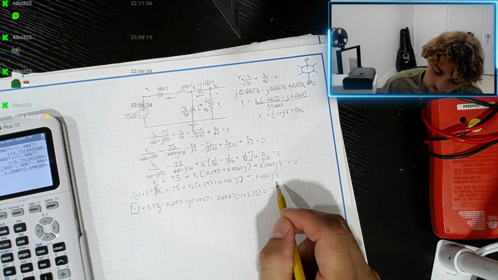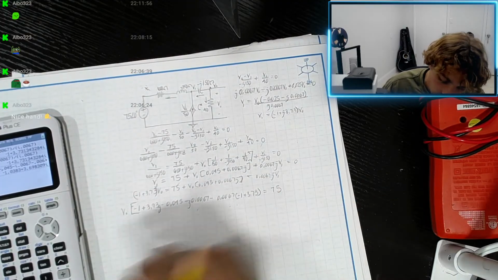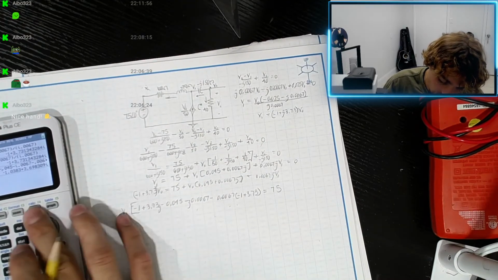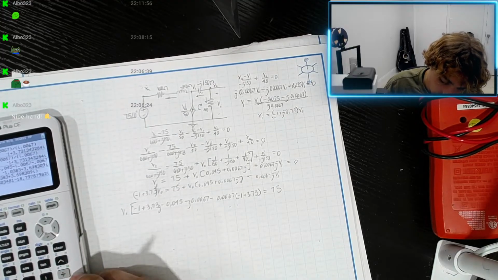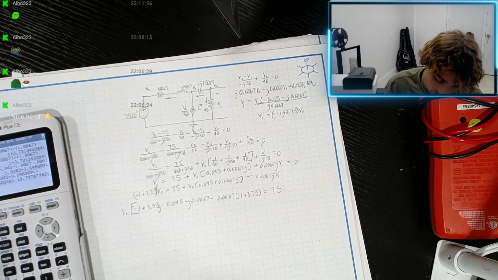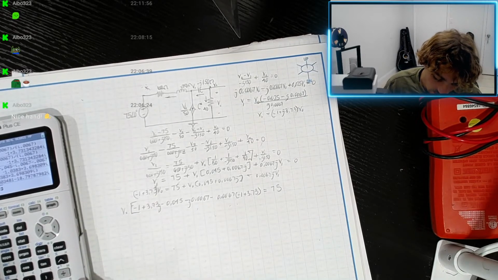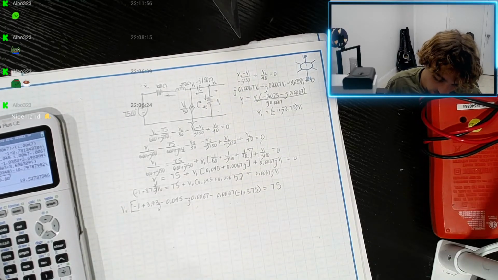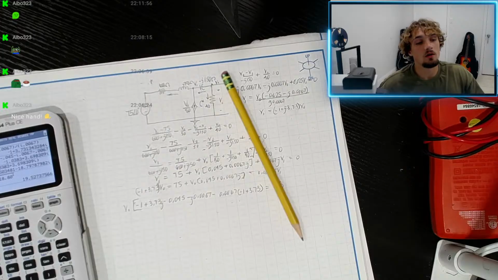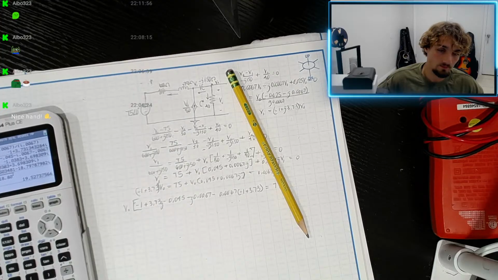Wait, and this is like V out? Yeah, V out. So 75 divided by this, and then the square root of 5.228 squared plus 18.780 squared. Bro, that's still not it. It's really close, but it's still not it. Okay.